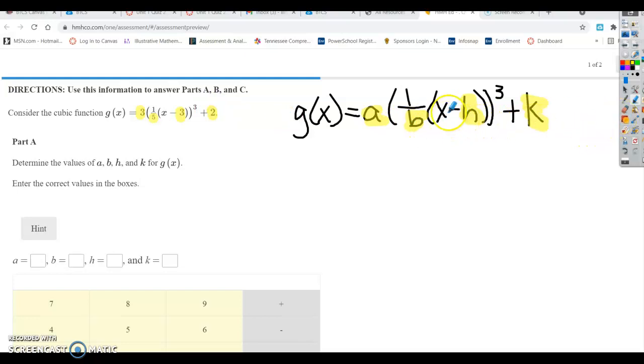You can see also that this is a negative in the equation, so the sign does matter. This is easy to fill out if you know the general formula. So we can say A is 3, B is 5, H is 3, and K is 2.